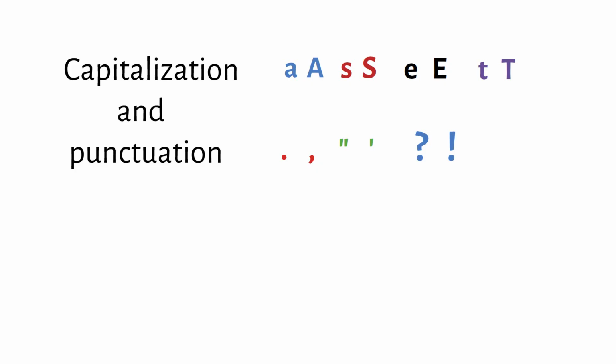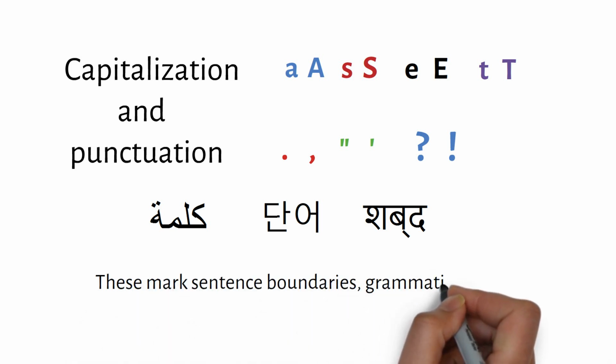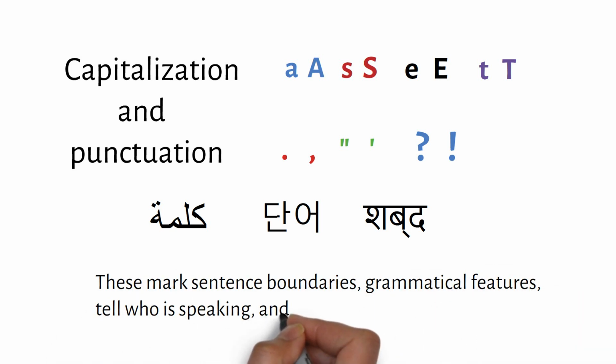Not all languages use capital letters, especially non-Roman scripts like Arabic, Korean, and Devanagari. But almost all languages use some sort of punctuation. What are these used for? Why would we want them? Capitals and punctuation can mark sentence boundaries, grammatical features, tell who is speaking, and other things we will talk about. And languages need to show these.